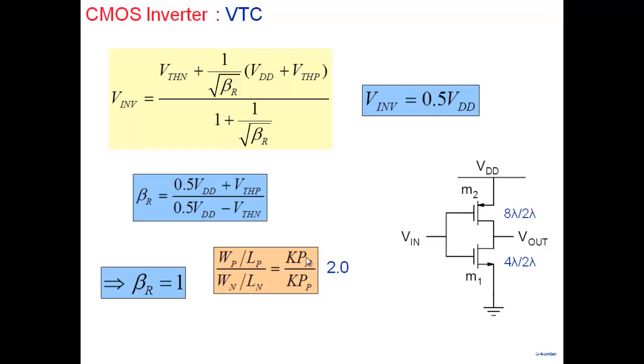Why? Because the Kp parameter of the PMOS is half of NMOS. And why is this half? Because PMOS has smaller mobility. Mobility of holes in PMOS is roughly half the mobility of electrons here. And for that reason is why you require a larger size, 8 lambda by 2 lambda.